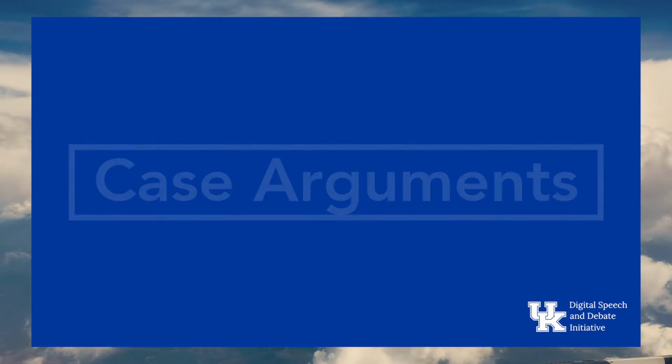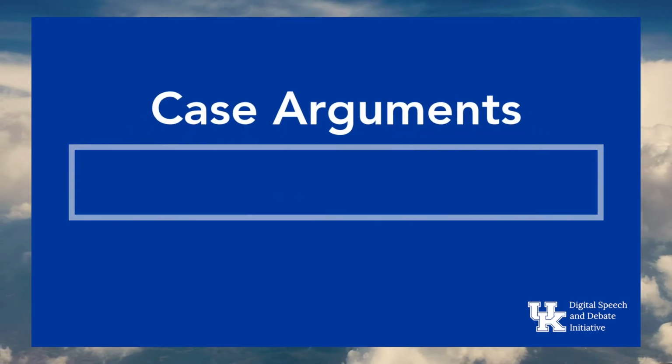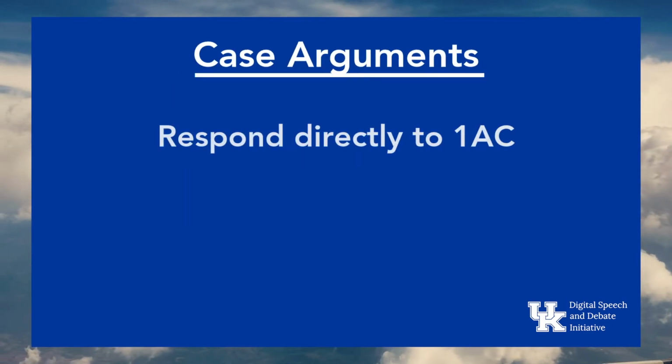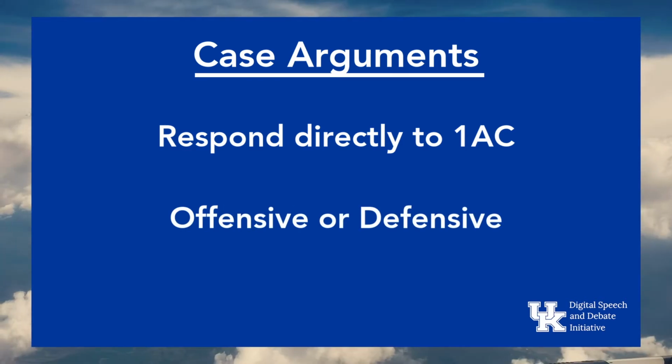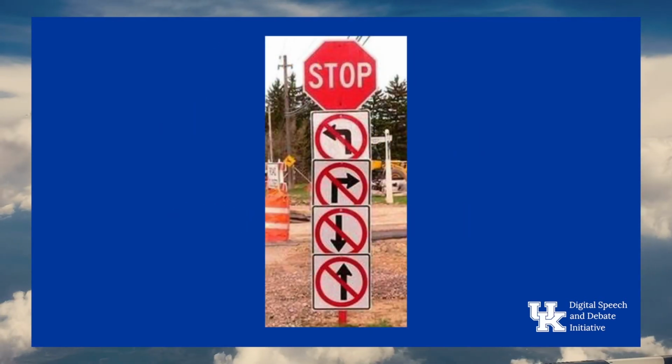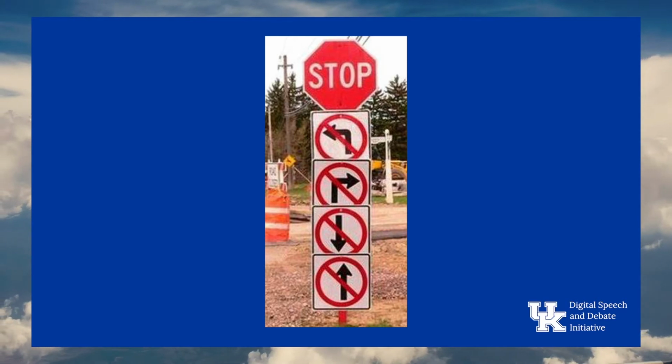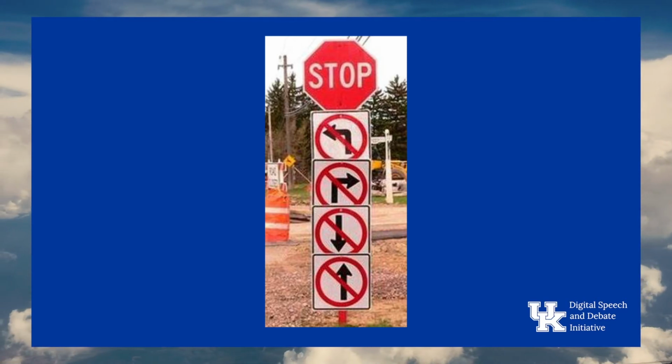Let's go through the genres of arguments the negative can deploy to win the debate. First, case arguments. Case arguments respond directly to what the affirmative said in the 1EC. They can be defensive or offensive. Defensive case arguments contradict the aff's claims. Offensive case arguments come in two forms.